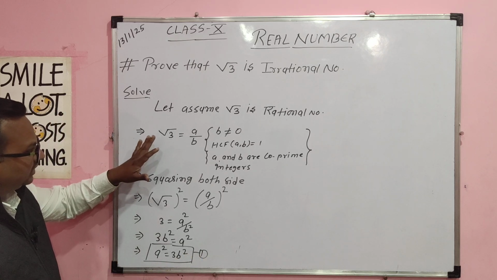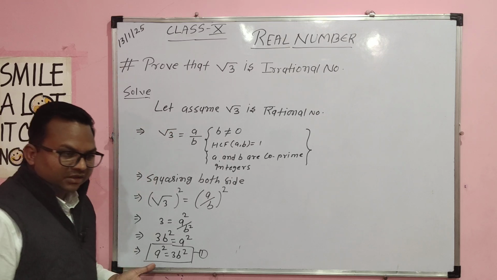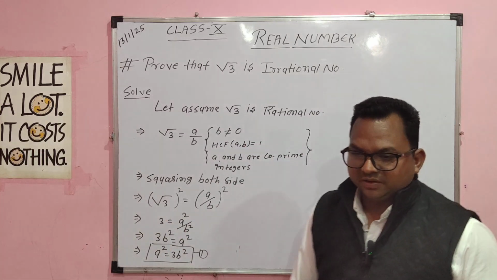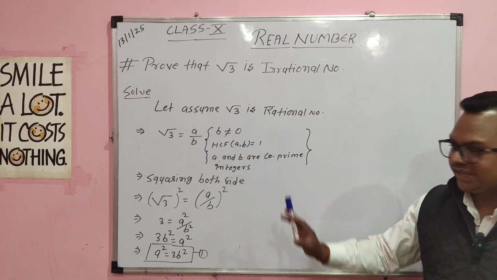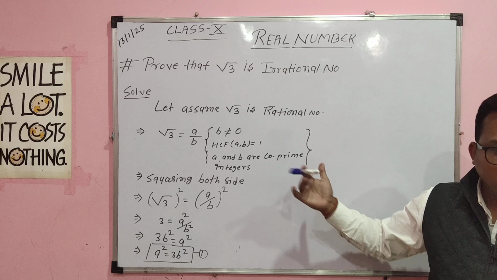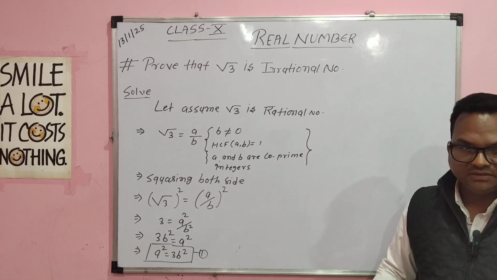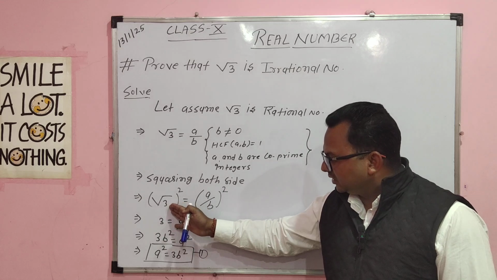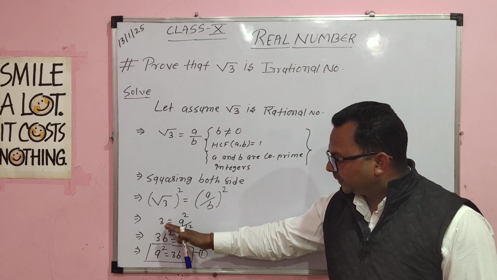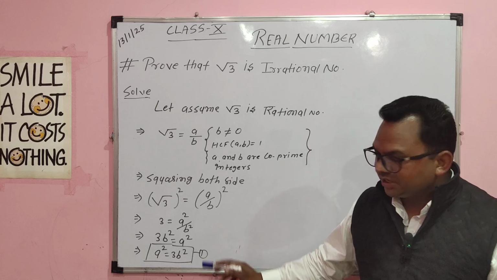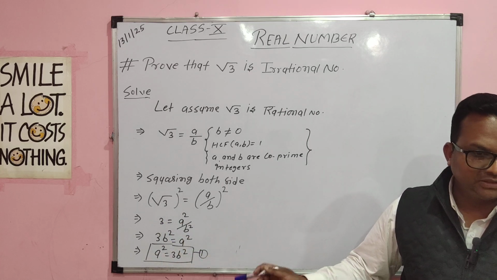Very easy question. Firstly, let us assume √3 is a rational number. So √3 equals a upon b and b not equal to 0, and a and b are co-prime integers. Understand? Next step is squaring both sides: √3 to the power 2 equals (a by b) to the power 2, so 3 equals a square by b square. Cross multiplication gives 3b square equals a square, so a square equals 3b square.